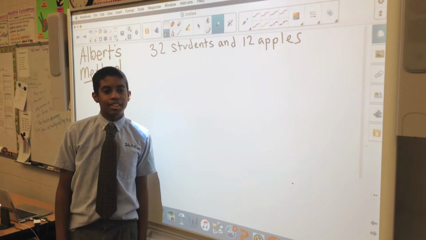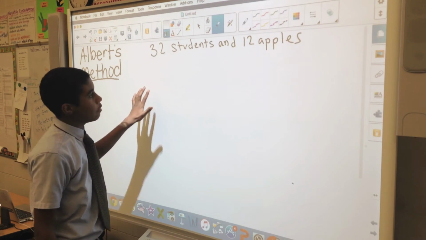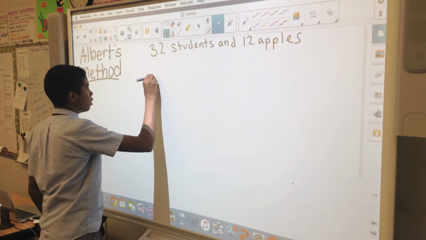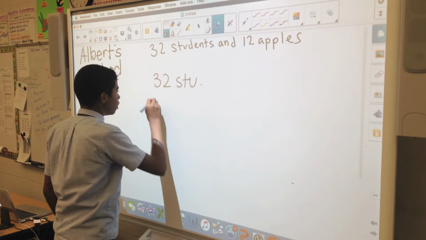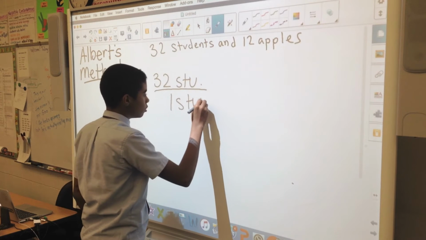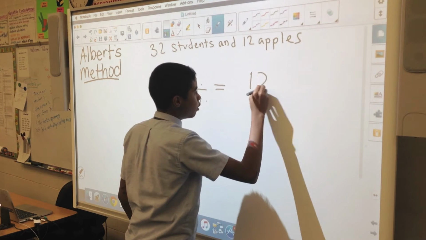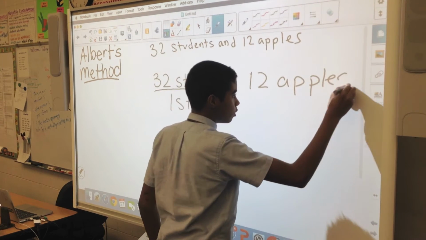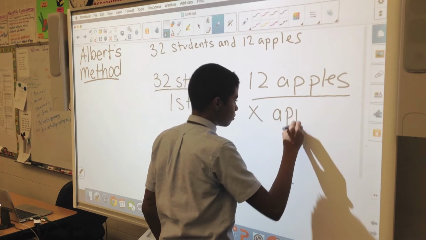Hi, I'm Albert. This is my method. I am going to use how many students we have and how many apples we have. We could use a proportion for this. 32 students divided by 1 student equals 12 apples over X apples for each student.